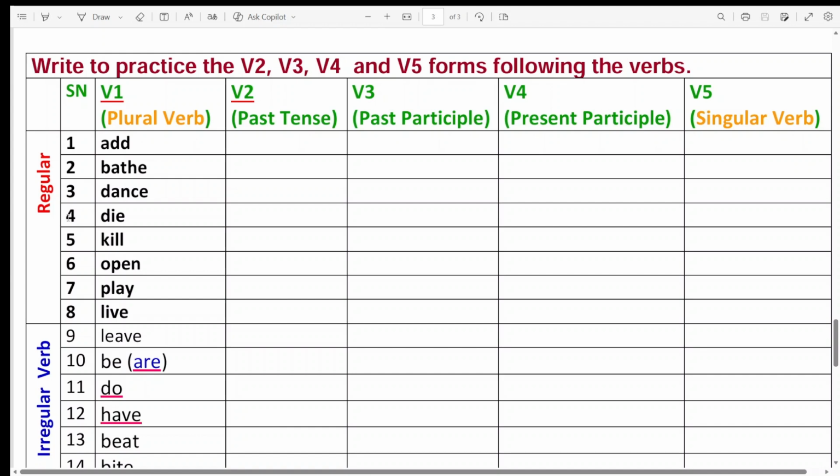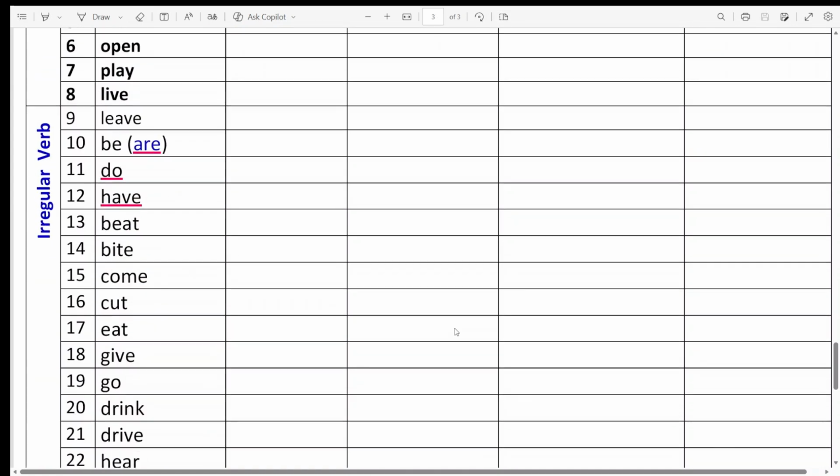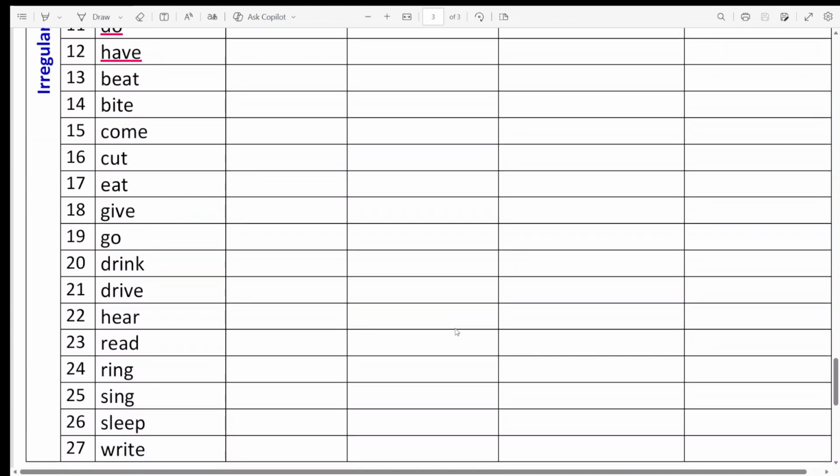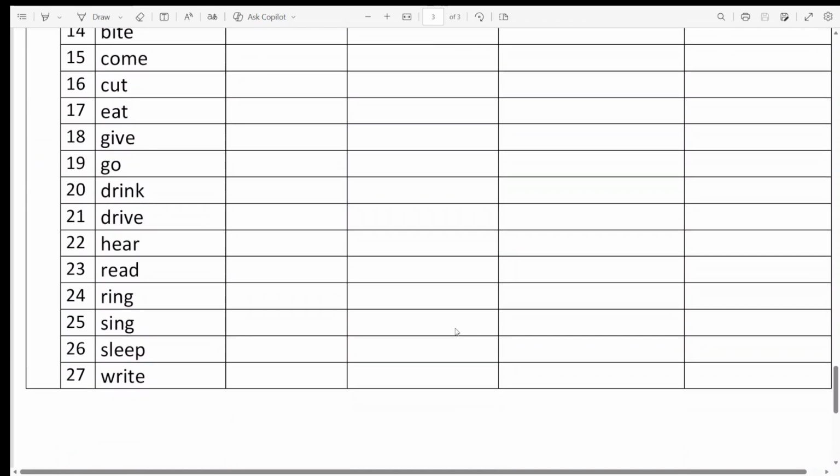You learn them, okay? And here you now know very well that the verbs in V1 are plural, and V5 they are singular. You practice them here, okay? The same you have to practice. You can practice them until you have mastered them all.